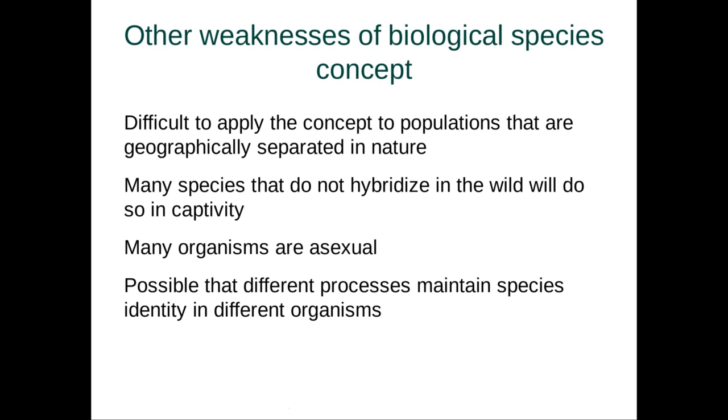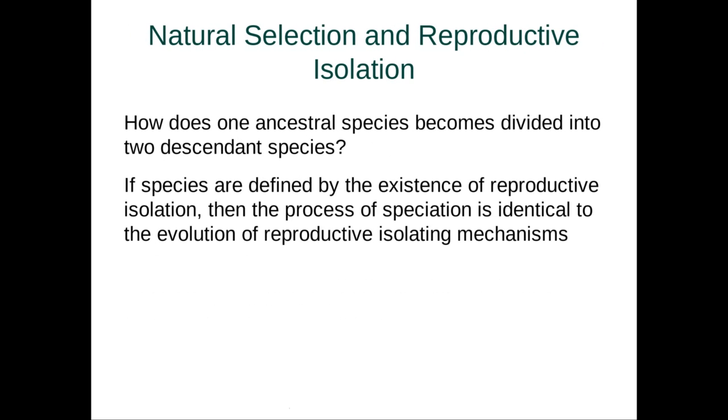It's also very difficult to apply this concept to populations that are geographically separated in nature, right? They simply just don't come across one another. So how do we know that the concept exists there? In addition, many species that don't hybridize in the wild will actually do so in captivity. So tigers and lions don't hybridize in the wild, but you bring them into a zoo and they will hybridize. And there's also this idea that there's potentially different processes that maintain species identity in different organisms. So maybe it's not just reproduction. Maybe there's other mechanisms that we just simply don't know of.